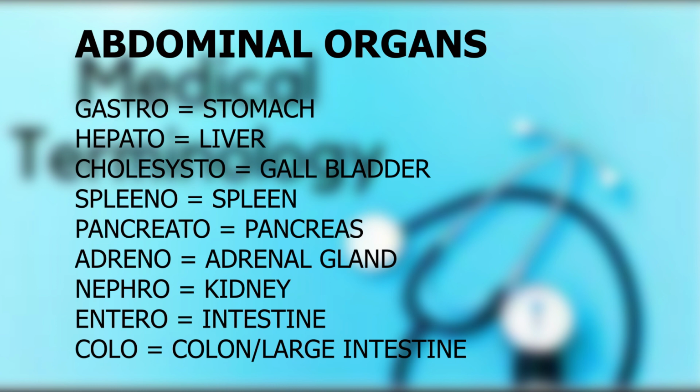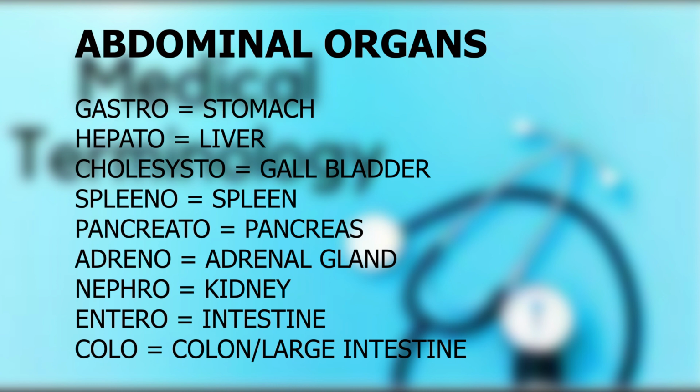Another one is adreno for the adrenal gland, the gland that sits on the top of your kidneys. And you might not have heard of this one. Nephro for your kidney. So you can think of nephrologist, a kidney specialist. Nephro actually comes from the nephron, the functional unit within the kidney. Entero is used for the intestine. So you might have heard of enteritis, an inflammation of your intestines. Another one is colo, which refers to the colon or large intestine. So you might have heard of colitis, an inflammation of the colon.